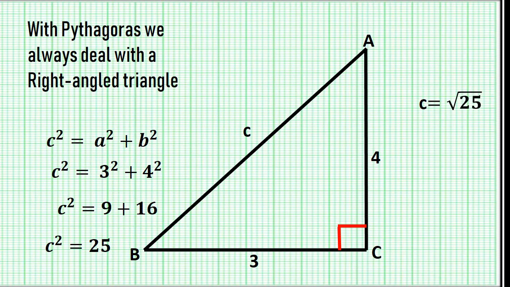So how do you take that square away? Well, the inverse operation of a square is a square root. So if you square root c squared, you will be left with c. And if you square root 25, that would give you the answer, 5 centimeters. Okay, so let's quickly have a look.